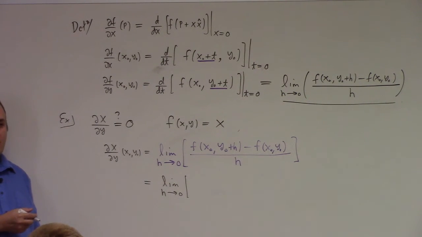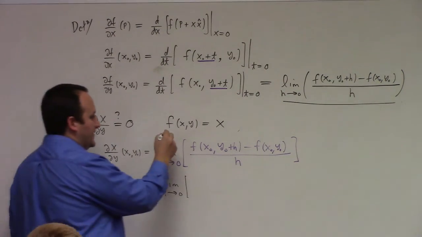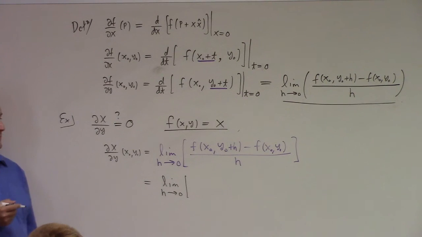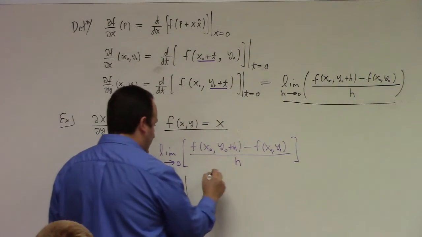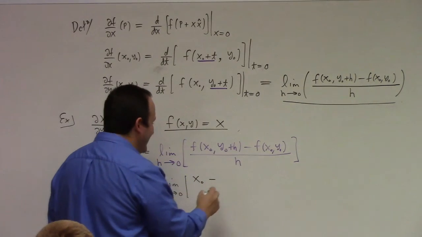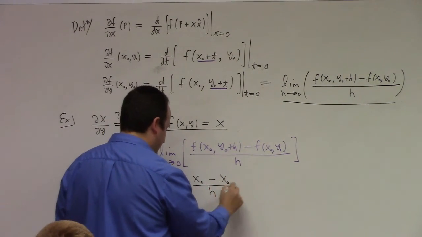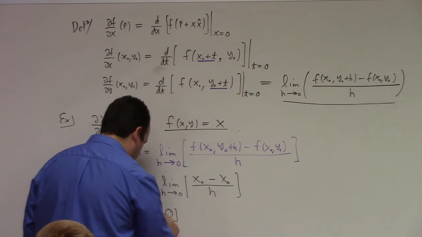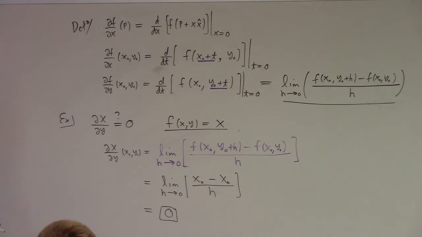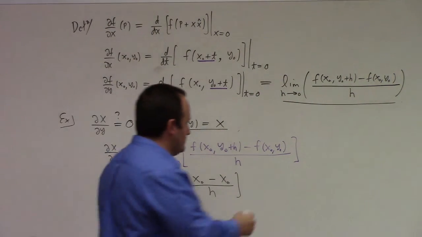Right, but the definition of the function, so what is f of x naught, comma, y naught plus h equal to? Yeah, just x naught. How about the other one? Yeah, it's also x naught. And so, there you have it, 0. To me, what this means is that x and y are independent variables. If I hold one fixed and vary the other, it can't tell. They're independent.